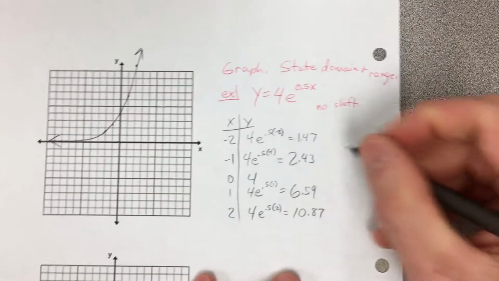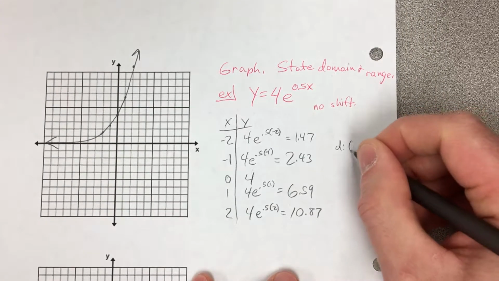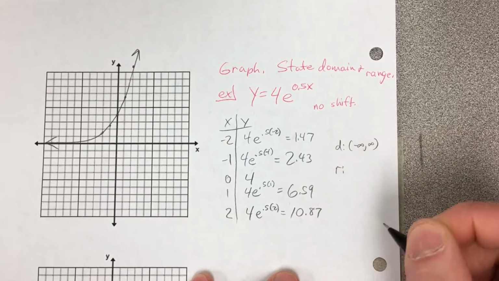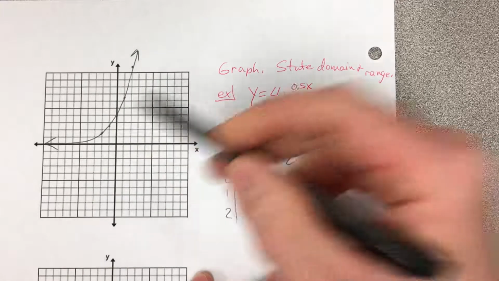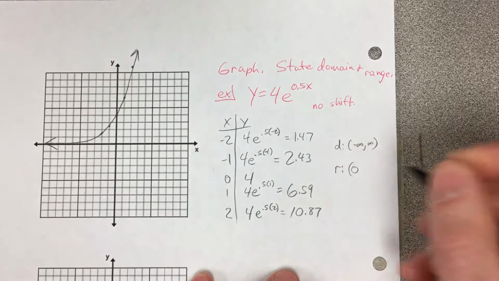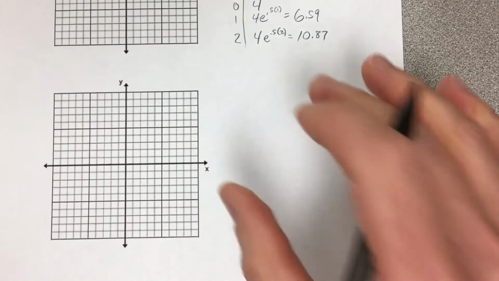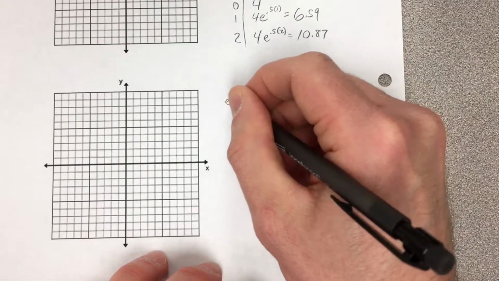All right, so there's the graph. Our domain, no restrictions, all real numbers. You can use whatever you want. Our range, though, the smallest y value is 0, but we never get there, and our biggest y value is infinity. Okay, let's try one more, and we'll call it quits for the day.